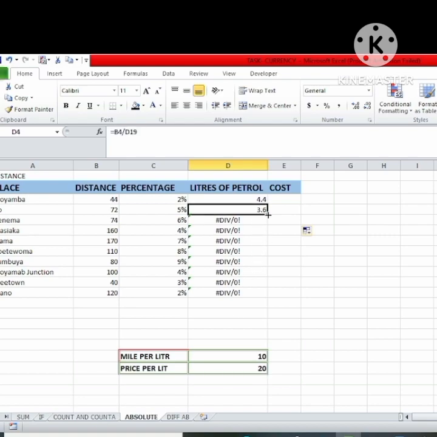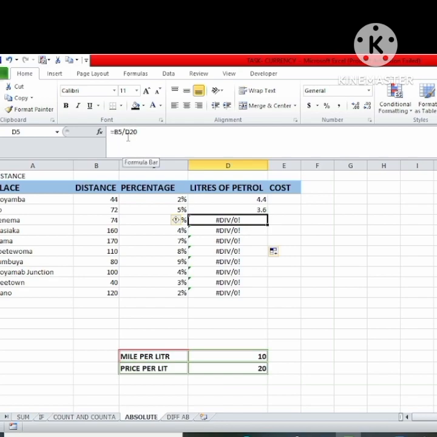Because when you copy a formula down, Excel moves one step. Since we move one step, Excel also moves one step. I don't know if you're understanding. That was the reason why you have an error here. And this is a relative cell reference.